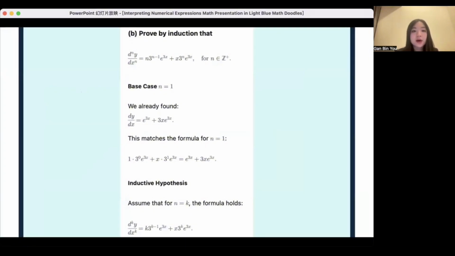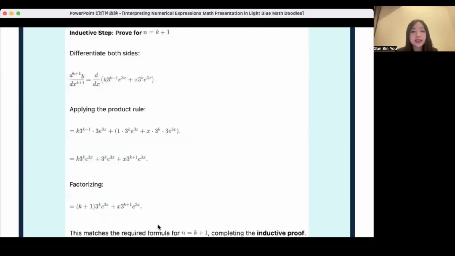And part B is to prove this equation by induction. We should firstly try n equal to 1. And then the second part is the inductive hypothesis. We assume that n equals k, so the formula looks like this. And the third part is the inductive step. We prove for n equal to k plus 1.